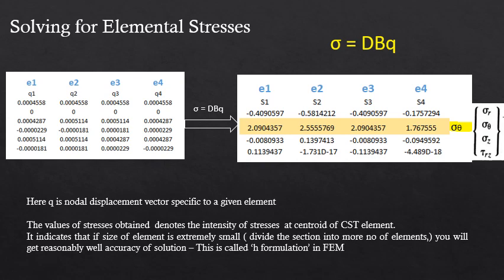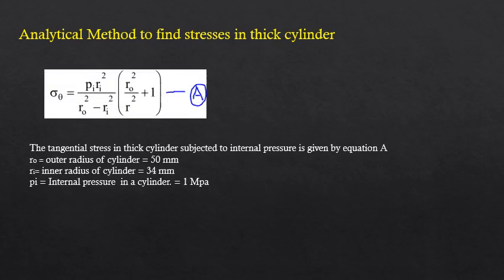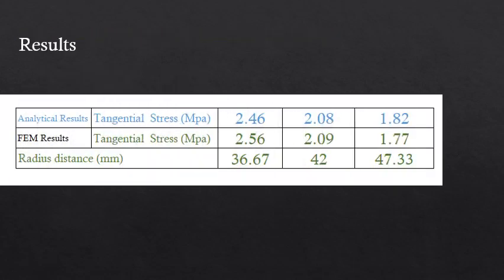The column vectors S1, S2, S3, and S4 are stress vectors. The second row of S vector gives the magnitude of tangential stress. The equation A gives the tangential stress in thick cylinder subjected to internal pressure, Pi. Here, you can see the variation of tangential or bursting stresses along the radius, that is, across the thickness of pipe wall.